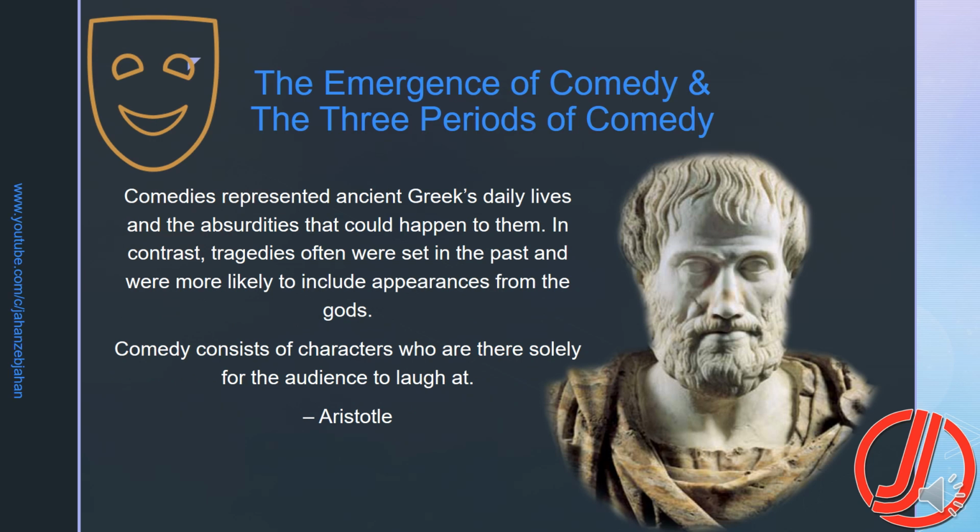Comedies represented ancient Greeks' daily lives and absurdities that could happen to them. In contrast, tragedies often were set in the past and were more likely to include appearances from the gods. Aristotle says that comedy consists of characters who are there solely for the audience to laugh at.